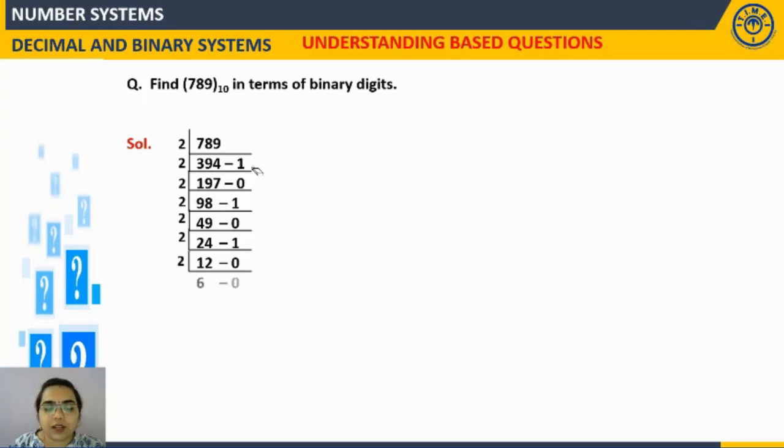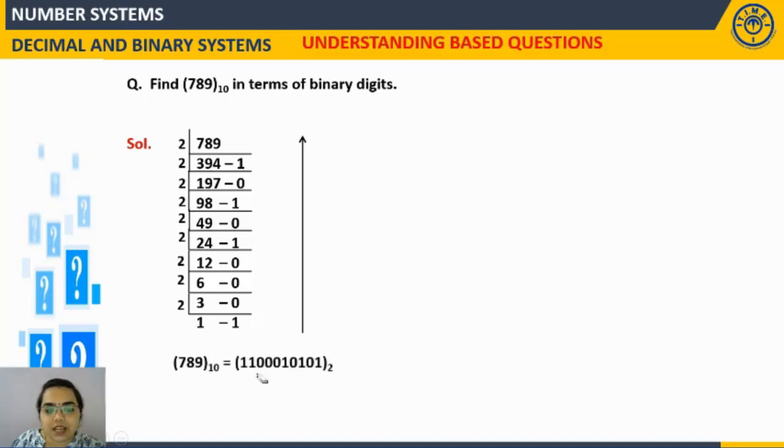2 6s are 12, remainder 0. 2 3s are 6, remainder 0. 2 1s are 2, remainder is 1. Yes. So what are you getting? 1 1 0 0 0 1 0 1 0 1. Yes. So the binary equivalent of 789 is 1100010101 in binary. Is this clear to you?